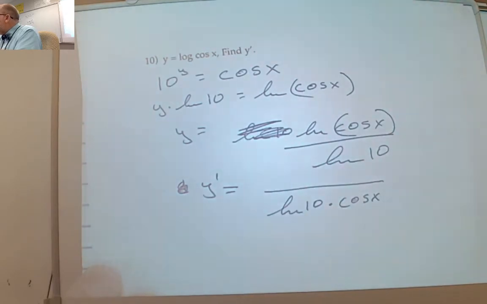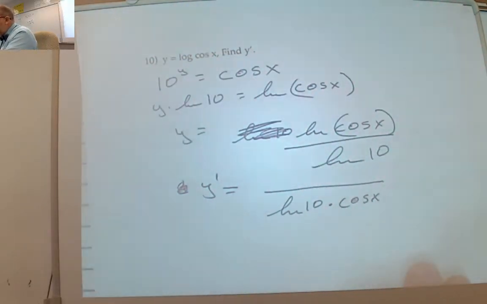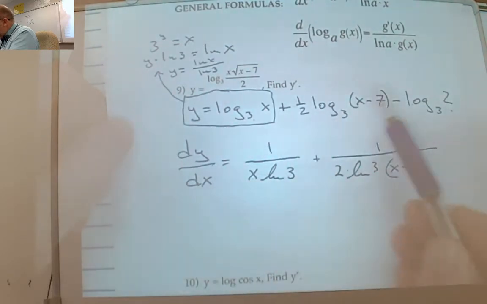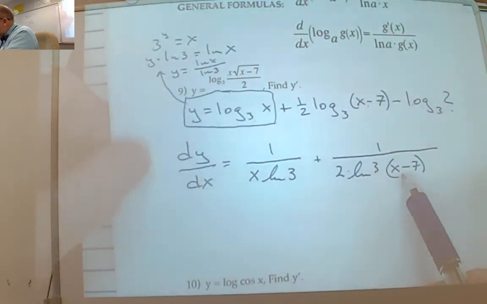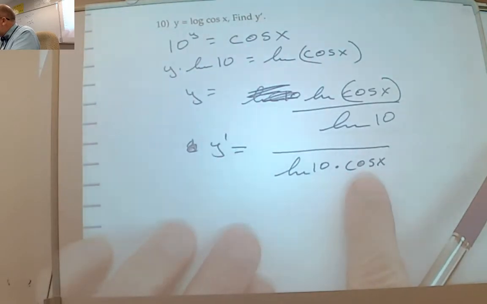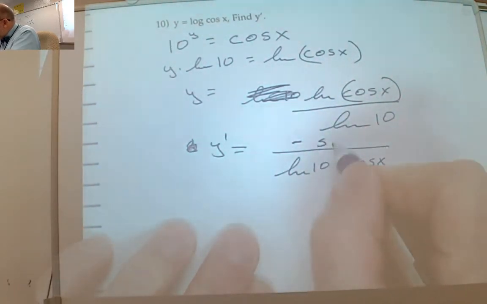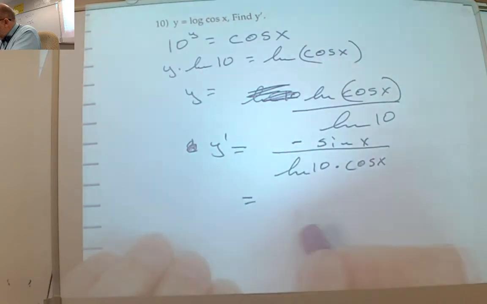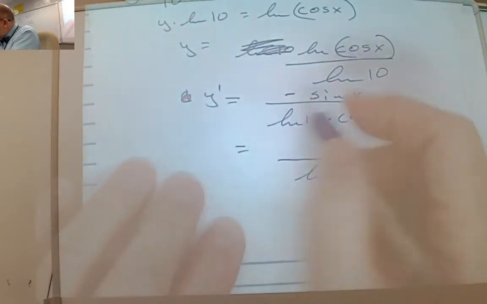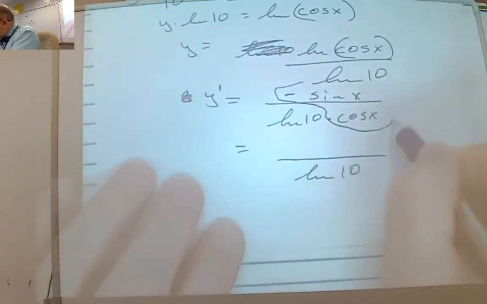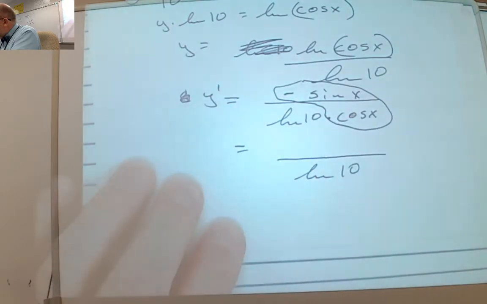Okay. And what's on top? And if you notice here, x was on the bottom, x minus 7 was on the bottom. The cosine is going to be on the bottom. What's on top? Its derivative. What's the derivative of cosine? Give you a hint, it starts with a negative sign. So your final answer is going to be this. Natural log of 10 is going to be by itself. And what is negative sine over cosine?